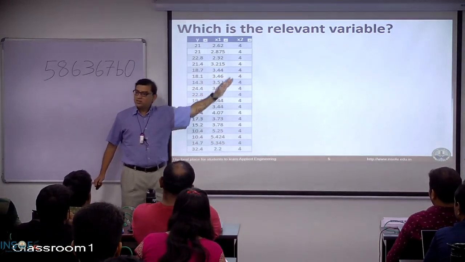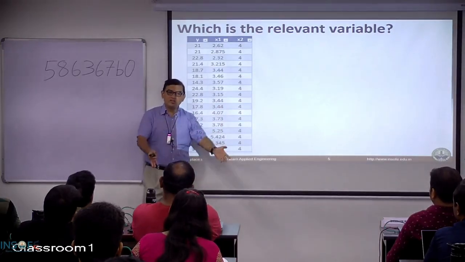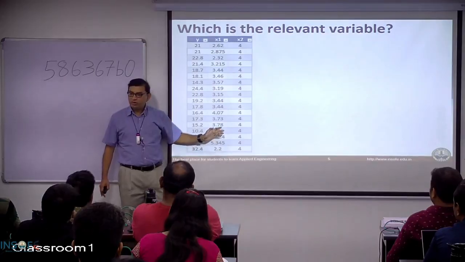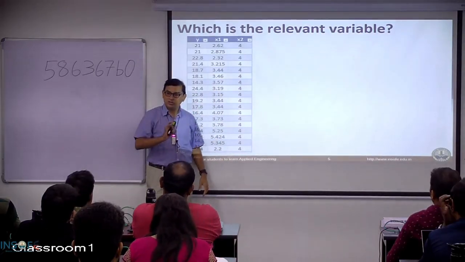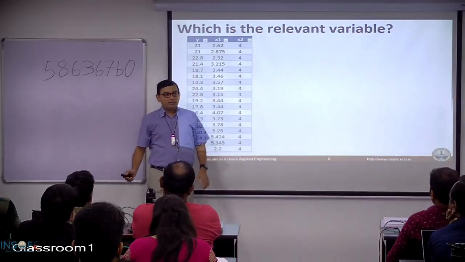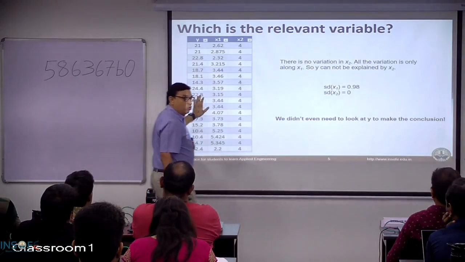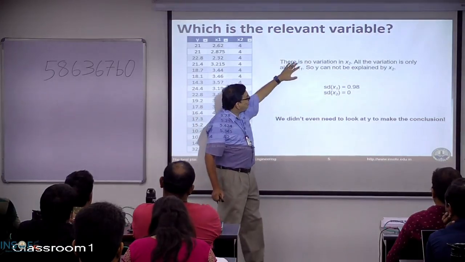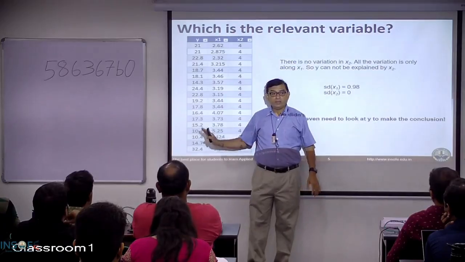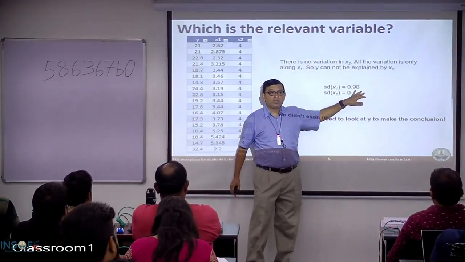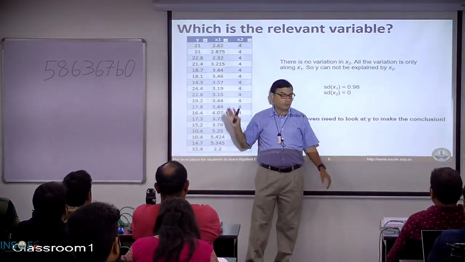It's constant. There's no change at all in x2, right? When a variable doesn't change, it cannot be relevant in explaining something that's changing, right? This is the idea of principal component analysis. You guys notice that x1 had some variation. The standard deviation of that particular variable is 0.98. Standard deviation of x2 is 0.